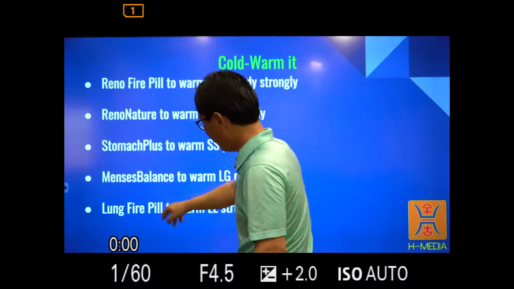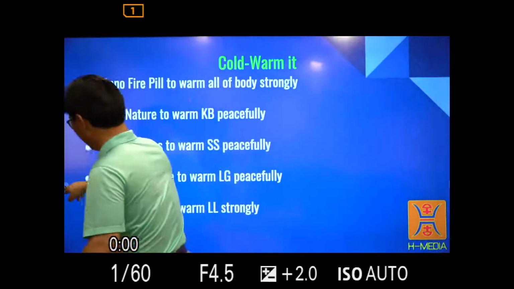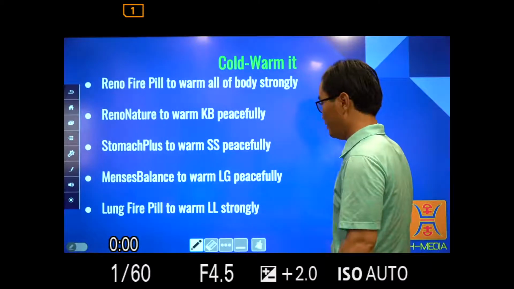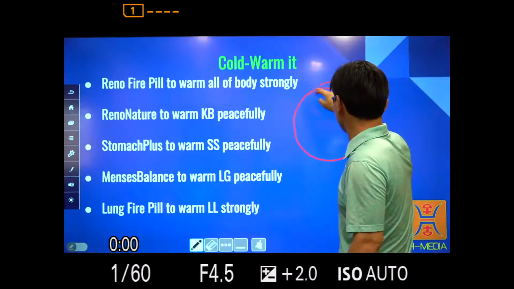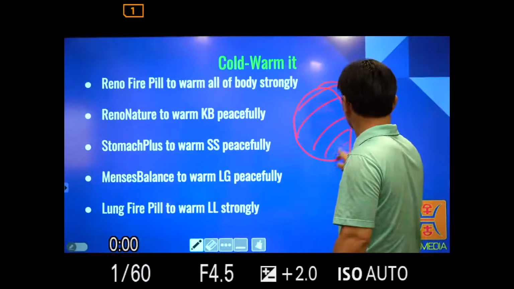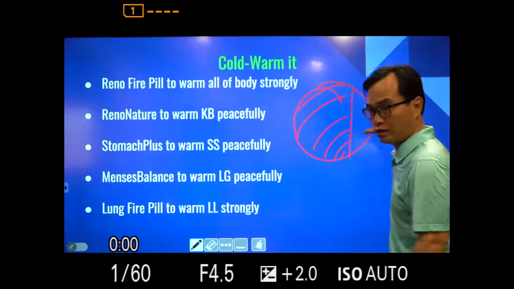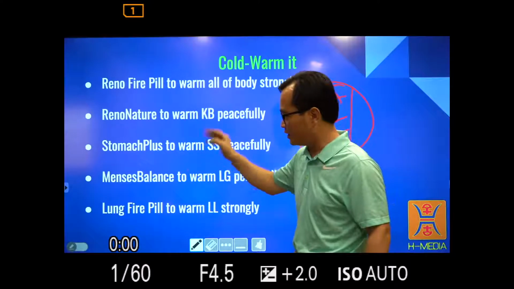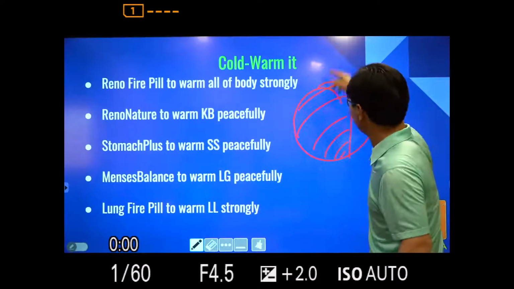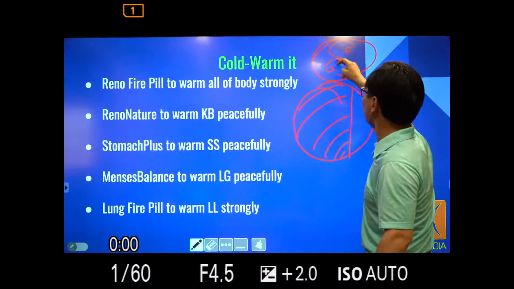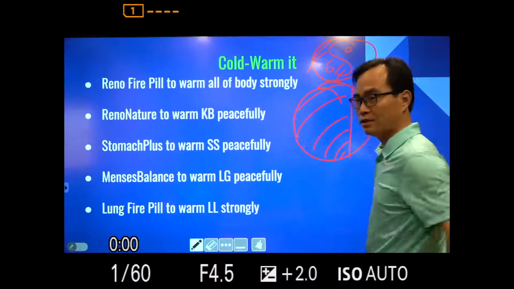And Long Fire Pure and the Renal Fire Pure, as I said, it is very strong to replenish your body fire immunity, but it cannot only be fire. The fire here, and still the partial water immunity is here. For the renal nature, stomach plus and the message balance, it is like the balanced teddy ball, okay? It's like a balanced teddy ball. It's good. It can be taken by everybody.